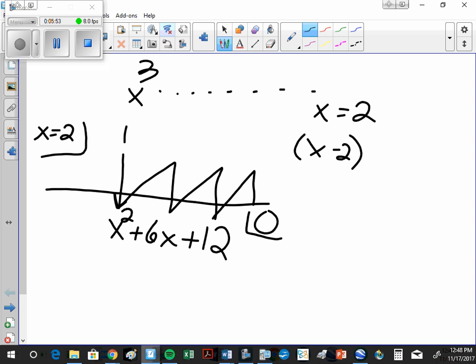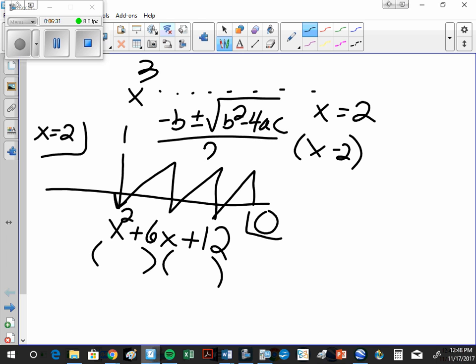can I factor that? Are there factors of 12 that add to be 6? So 1 and 12 doesn't work, 2 and 6 doesn't work, 3 and 4 doesn't work. So if it doesn't factor, what does that tell me? The remaining roots are either irrational, which means they have square roots in them, or they're imaginary. How do we find irrational and imaginary roots? The quadratic formula. Negative b plus or minus the square root of b squared minus 4ac over 2a.